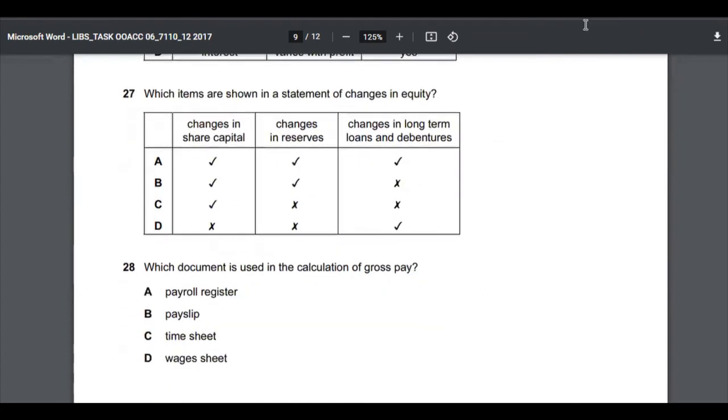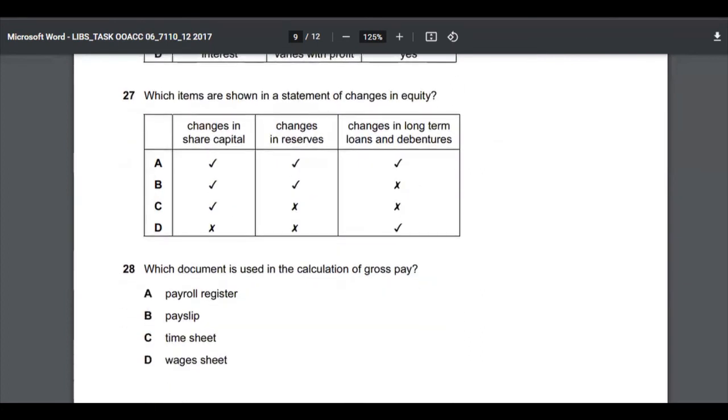Let's look at multiple choice 27. Multiple choice 27: which items are shown in statement of changes in equity, right? So this is an equity section. It's either going to be option B or option C because this is correct here, right? So we just need to look at which items would be shown. So these two items, changes in share capital and changes in reserve. So this is correct. This is correct, right? So the answer to multiple choice 27 is actually option B.